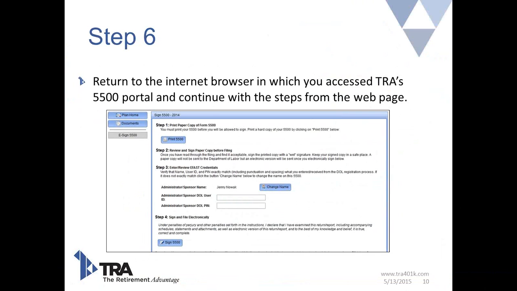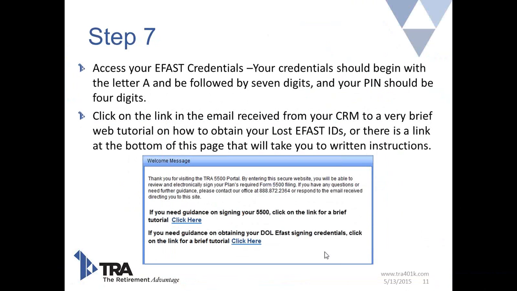The next step, you will then return back to the internet browser. You can either do this by closing down the PDF file or by selecting your web browser from your taskbar. From there, you'll need to access your EFAST credentials. Your credentials should begin with the letter A followed by 7 digits. And then there's also a PIN that would be a 4-digit PIN. This is assigned to you from the Department of Labor.